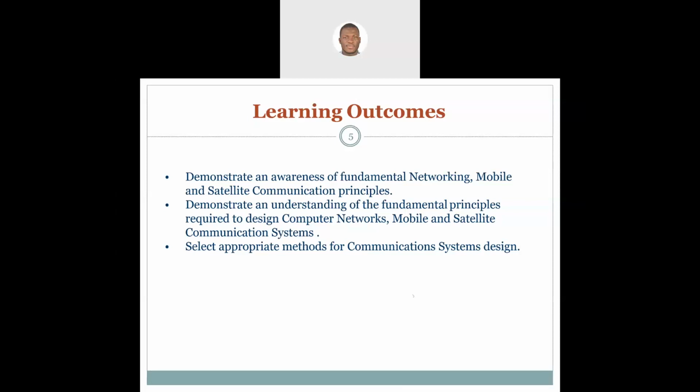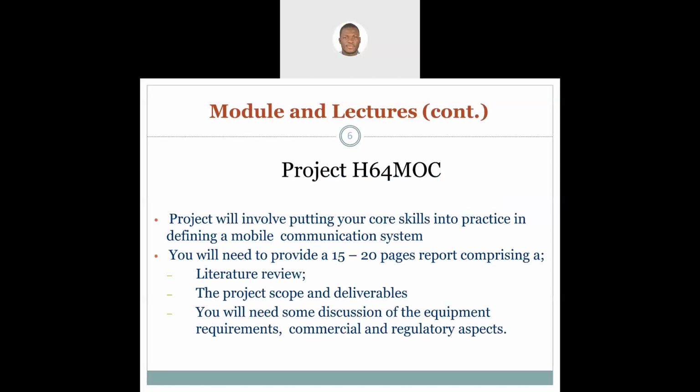All right. So, as we move forward, like I said earlier, your project, ignore the heading you find there, project H64MOC. I used it to teach some time back, and the course heading was that, and I forgot to change it, so don't worry about that. So the project will involve putting your core skills into practice in defining a mobile communication system. And it will be expected of you to provide a 15 to 20 page report comprising a literature review, the project scope and deliverables. And then you would need some discussions of the equipment requirements, commercial and regulatory aspects.